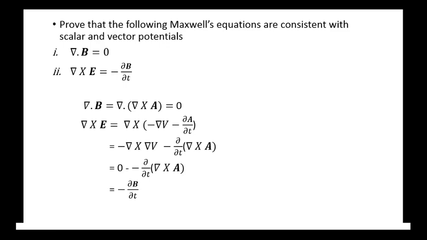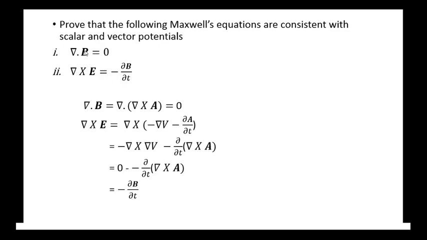So B is equal to del cross A is a valid expression in Maxwell's equation. Similarly, you can check for the second equation, that is del cross E is equal to minus dou B by dou T. So you can substitute E as minus del V minus dou A by dou T. So rearranging, minus del cross del V minus dou by dou T of del cross A. Now the first term again, the curl of gradient of a function is equal to 0, minus dou by dou T of del cross A. Again del cross A is B, so you got del cross E as minus dou B by dou T.